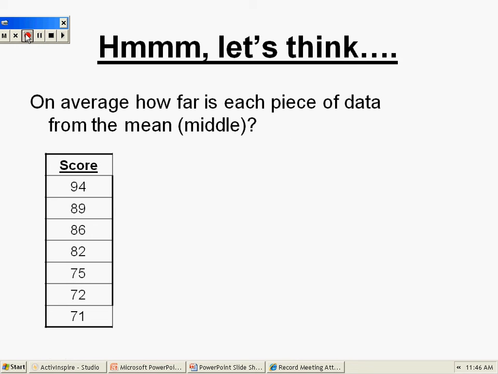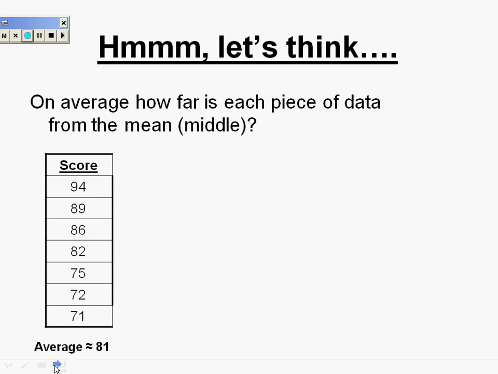You need to find the middle. So now we could use the median, but I'm going to say use the mean. Okay? So I'm going to say use the mean. Here we go. If I find the mean, if I add all these numbers together and then divide by 1, 2, 3, 4, 5, 6, 7, I would get about 81. I'm rounding it. Okay? So I found my middle.